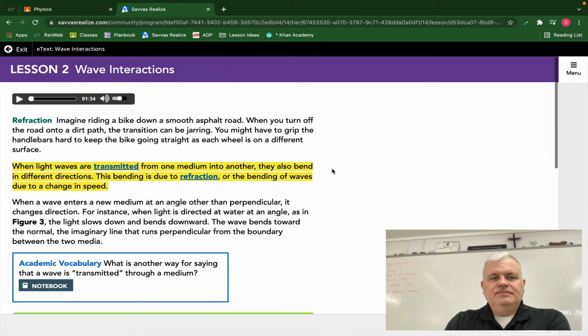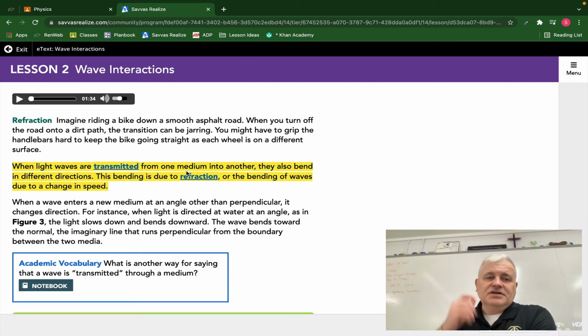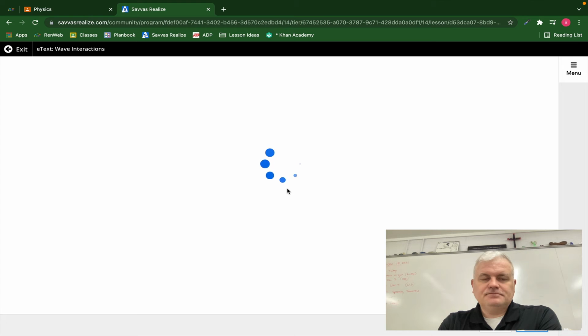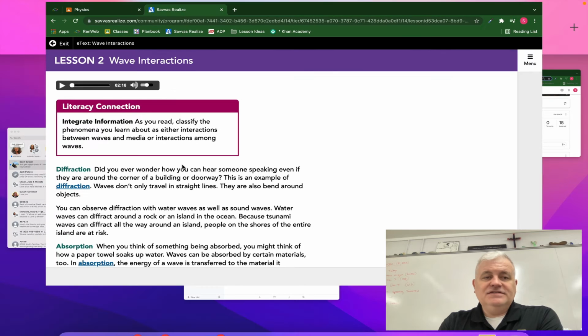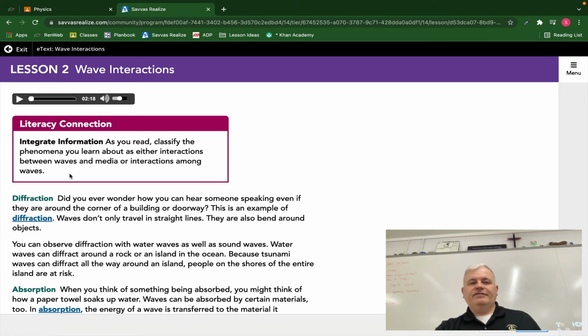So refraction: when light waves are transmitted from one medium to another, they bend in different directions. The bending is due to change in speed of something like light or sound. Any type of wave, it doesn't have to be light. We keep using light as our example. And then we have diffraction. So we had refraction, now we have diffraction.